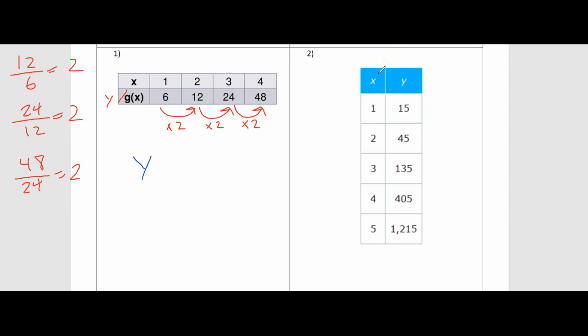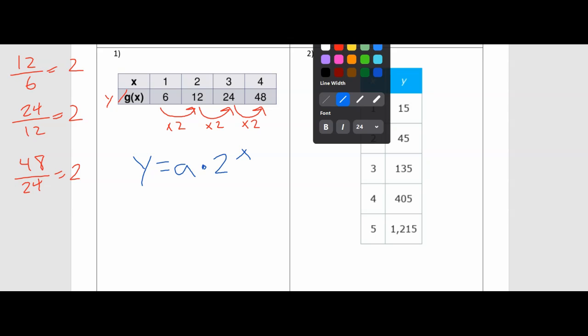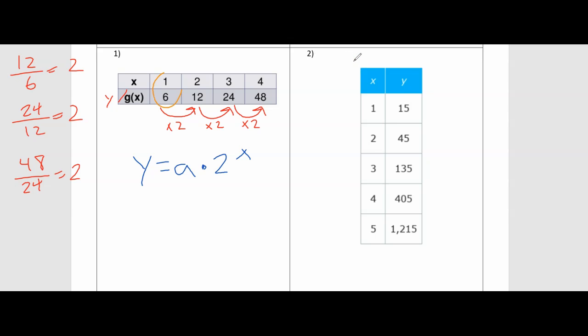So I know that my equation is going to be y equals a, I don't know what my y-intercept is, so I'm going to leave it as a, times 2 to the power of x. Now how do I figure out that a? Well, let me take one of these points, 1 comma 6. So my point, 1 comma 6, let's make that substitution. So y is equal to 6, 6 is equal to a times 2, x is equal to 1.